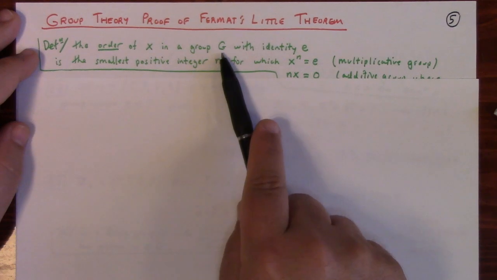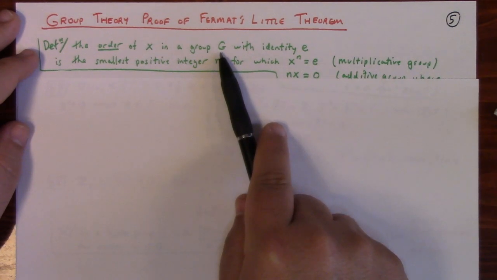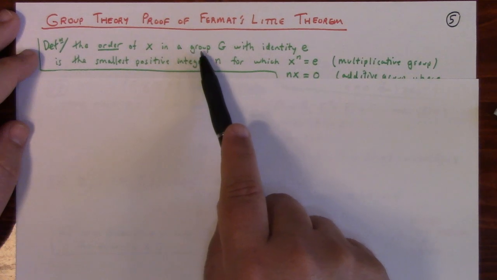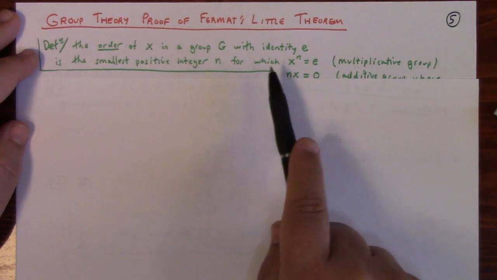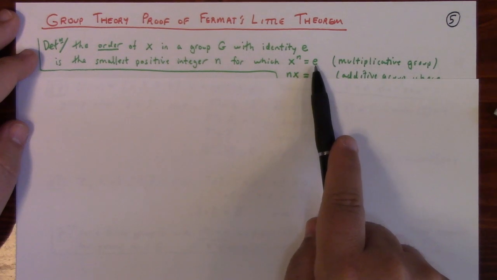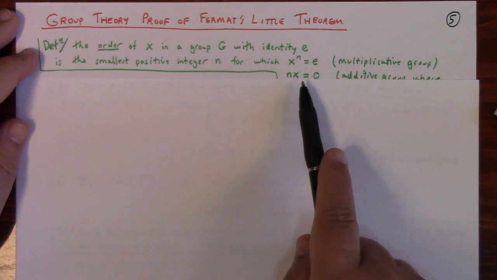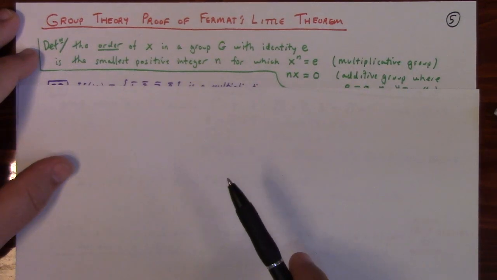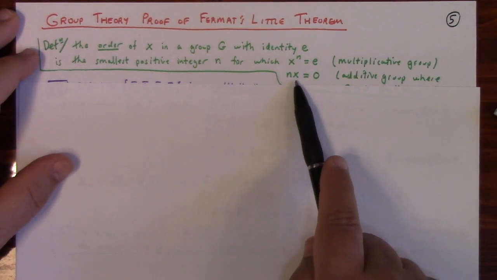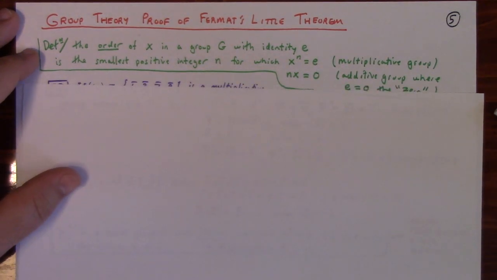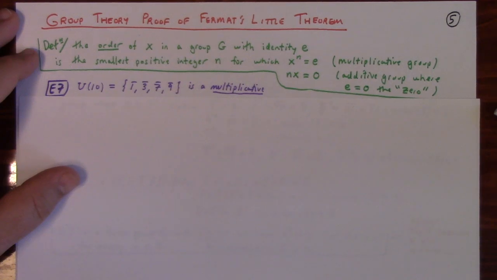What is a group? A group is a set with a binary operation which has an identity, is closed under inverses, and is associative. The order of an element in the group is the smallest positive integer n for which x to the n is equal to the identity. If you're using multiplicative notation, sometimes we say e equals 1 for a multiplicative group. If it's an additive group, then if you add x to itself n times, which you could say nx, is equal to 0. So that's additive group order versus multiplicative group order. The identity is 0 in an additive group.